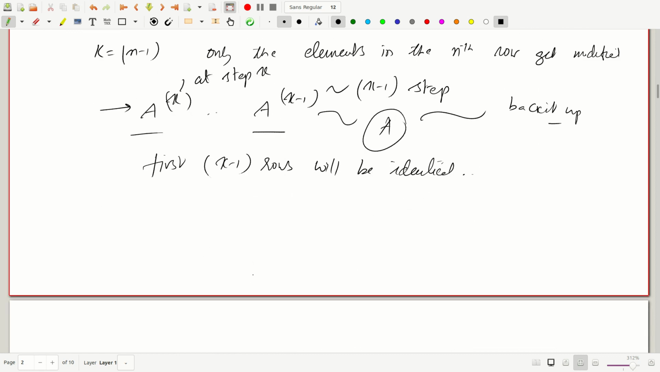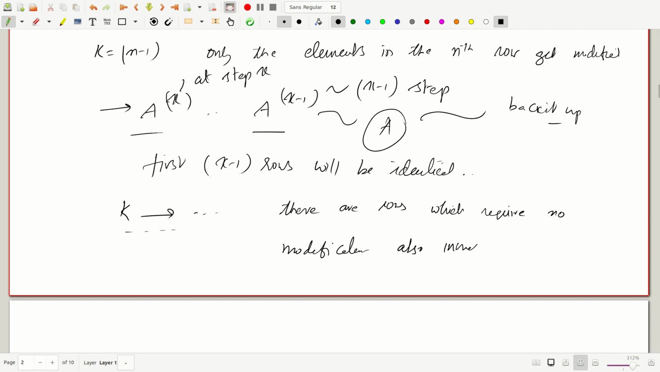So that basically tells us that as we proceed with our algorithm, as k keeps on increasing, as we go to higher and higher k, the rows which require no modifications also increase. That means if some processor P is assigned to such a row, then that processor will basically become idle.